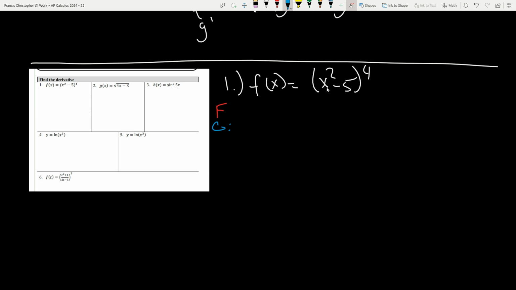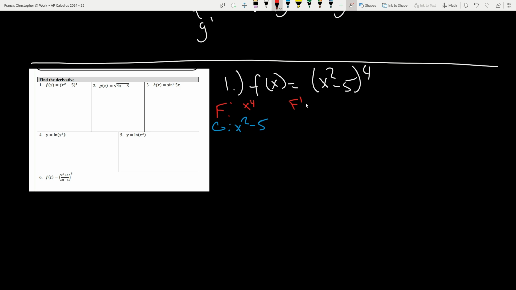g would be our inner function, or the child function. So what do we do first? Well, it's the inner one, which is x squared minus 5. And then similarly, we have f is going to be equal to x to the fourth. You can check this by plugging g into f. Well, x squared minus 5 to the fourth is exactly that.